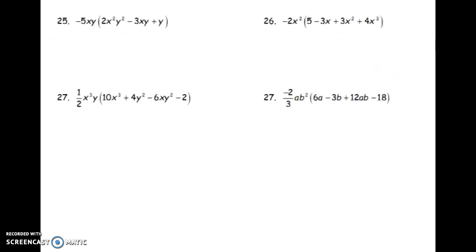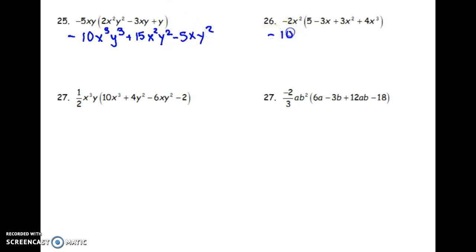All right, so again, you can go through and just try some more. Pause the video, and I'll just write the answers down. Negative 10x to the third y to the third, plus 15x squared y squared, and that would be minus 5xy squared.